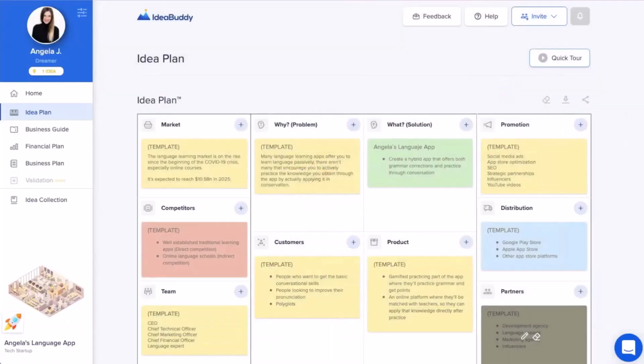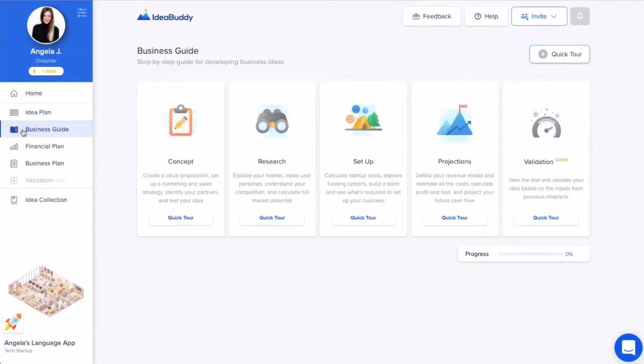And once you feel good about your idea plan, that's when you can come over here to the business guide and get into the nitty-gritty details of your business plan.